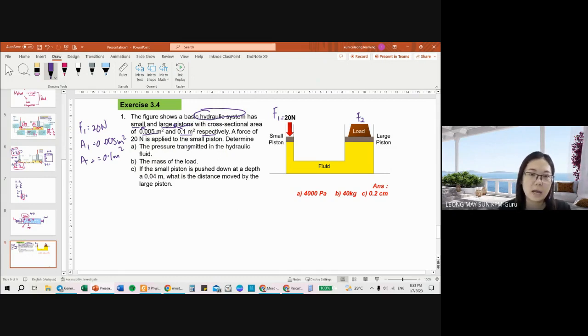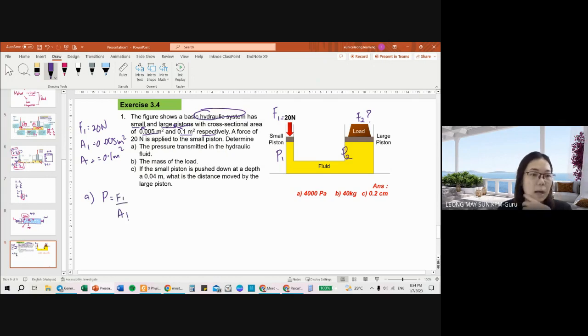Okay, so the question asks, what is the pressure transmitted in the hydraulic fluid? So pressure, there's two ways to calculate. Either you calculate the pressure at the small piston or you calculate the pressure at the second piston. And obviously it's not possible for us to calculate the second piston because we have no idea what's the mass of the load. We have no idea what's F2. So I have to use the first piston. So P equals to F1 over A1.